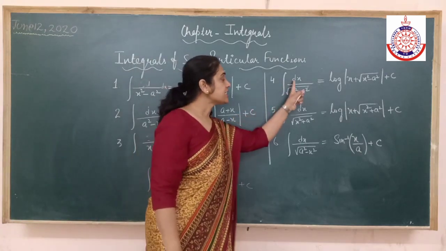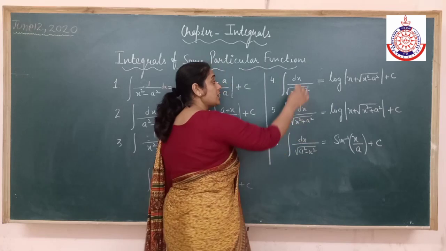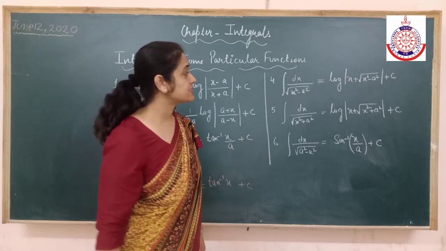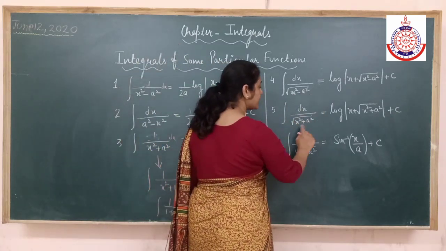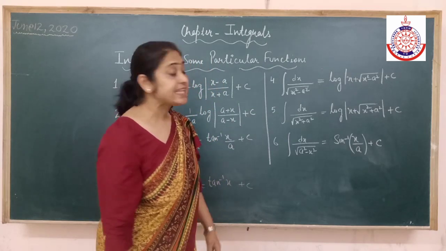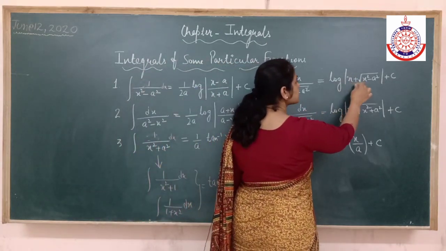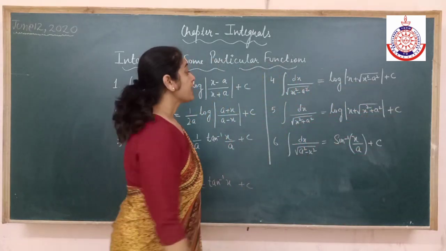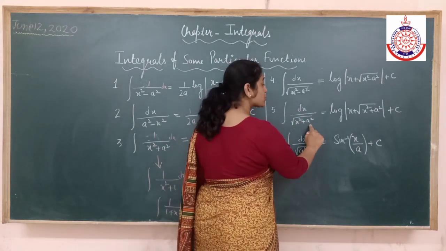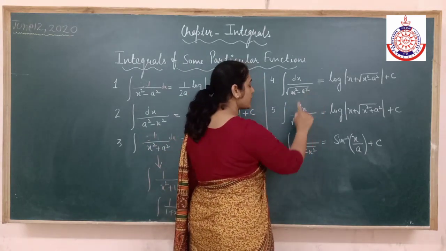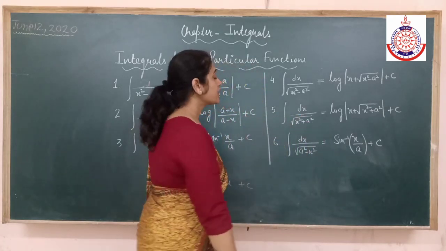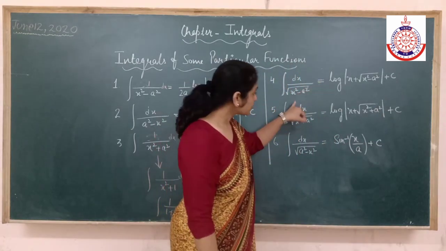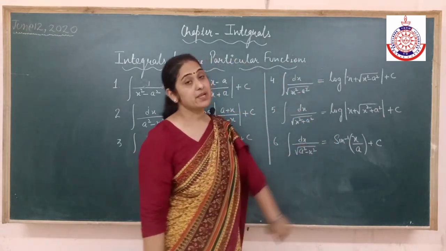Then the integration of dx upon under the root x squared minus a squared, 1 upon under the root x squared minus a squared. That is log of x plus under the root x squared minus a squared plus c. And if it comes 1 upon under root x squared plus a squared, it will be log of x plus under the root x squared plus a squared plus c. See both: this is x squared minus a squared, this is x squared plus a squared.